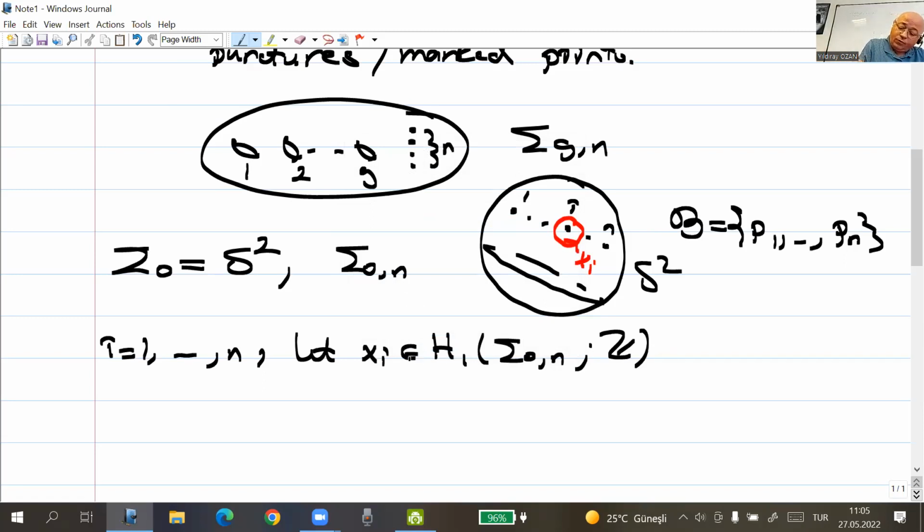Of course, these homology classes, if you sum them all up from 1 to n, they will bound the rest of the surface. If you delete these curves and the disks bounded by these curves, the remaining surface is bounded by the sum of the xi's. Therefore, this is 0 in homology.